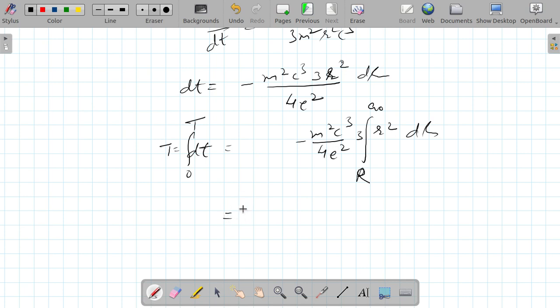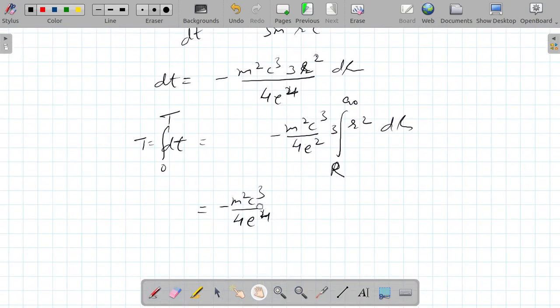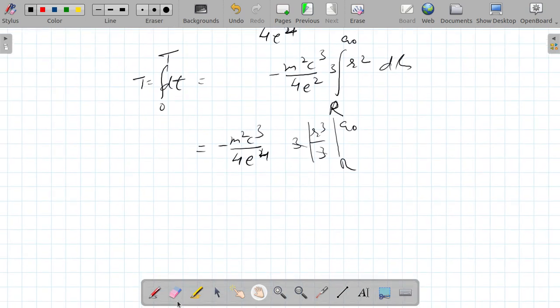So finally, m square c cube over 4e raised to power 4. Sorry, not 4e square but 4e raised to power 4 is there. Let me correct it. Yes, because e raised to power 4 is there, that's why it's 4e raised to power 4, and it is r cubed by 3. This 3 will cancel out with it, and I will take the integration limit from R to a naught.